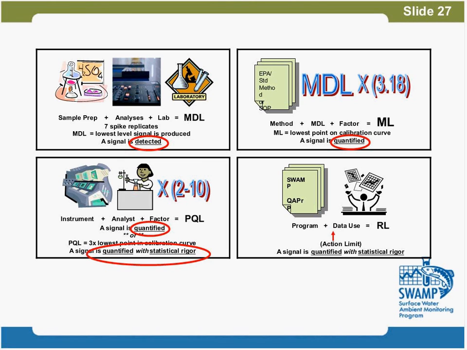And the reporting limit is different because we set that. It is not based on the method. All these other 3 are method dependent. So if you're looking at total mercury in water, there are many methods for total mercury in water, and you could have very different method detection limits, minimum levels, and practical quantitation limits for all the different methods. But with your project, you have one reporting limit, right? Because you're basing it on an action level. And the reporting limit needs to be quantified with statistical rigor.